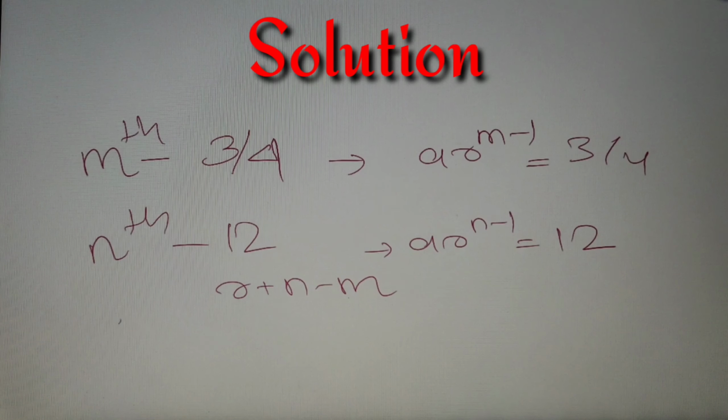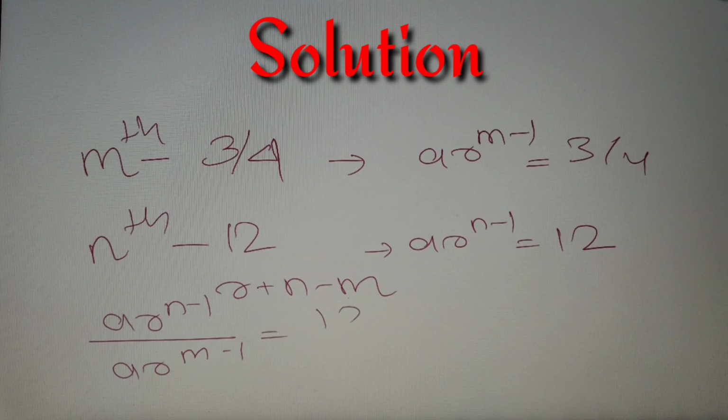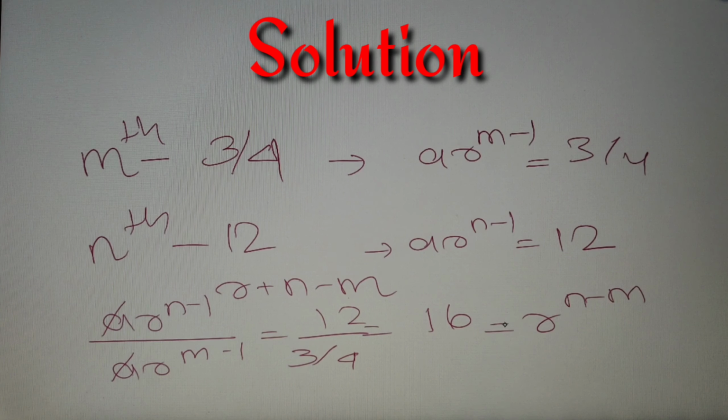Now if we divide the nth term by the mth term, we'll get a r^(n-1) divided by a r^(m-1), which is equal to 12 divided by 3/4, which is equal to 12 into 4/3. Now 12 and 3 will get cancelled and the final value is equal to 16. Now over here a and a will get cancelled and r^(n-1) divided by r^(m-1) is equal to r^(n-m). So we have got the value of r^(n-m) as 16, and now let's proceed with the solution.